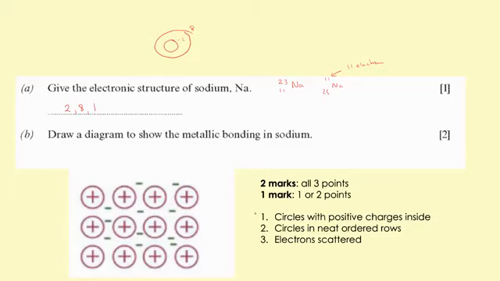And then draw the diagram to show the metallic bonding in sodium is just the diagram that we copied down before. So there's only 2 marks for this, but you need all 3 points to get you 2 marks. So you need the circles with positive charges inside, you need those circles in nice neat ordered rows, and you need the electrons scattered between them.